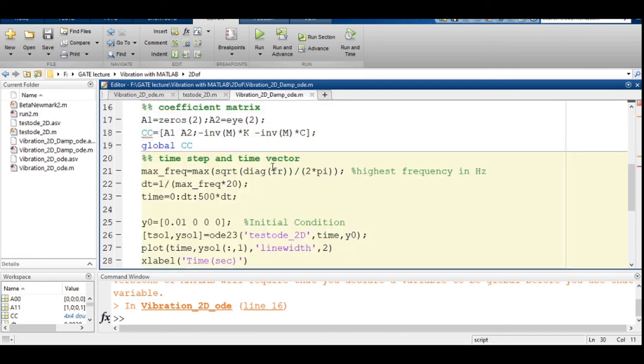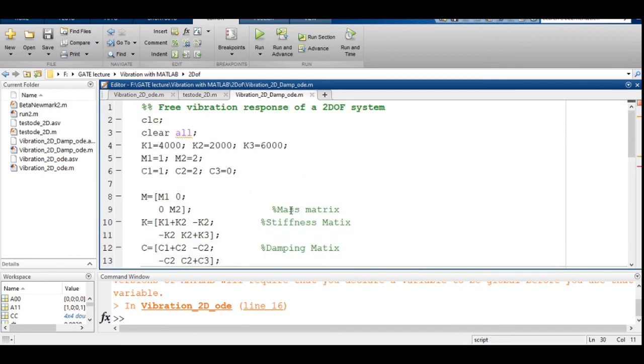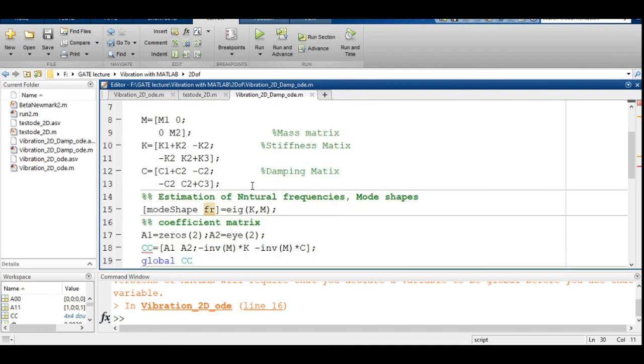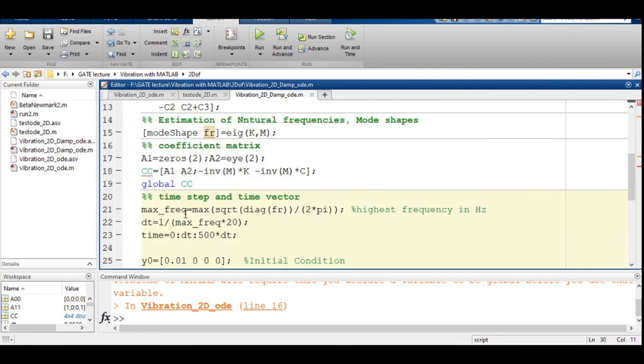Similarly, when we look at the next code, this is your code for the test ODE 2D, and then this is the code for the damped system. Here, in addition to the stiffness and the mass, I am also giving a damping term to my system. Then I am creating the three matrices for the mass, stiffness and damping. Then with the EIG command, I have created the coefficient matrix. So let's see the response here.